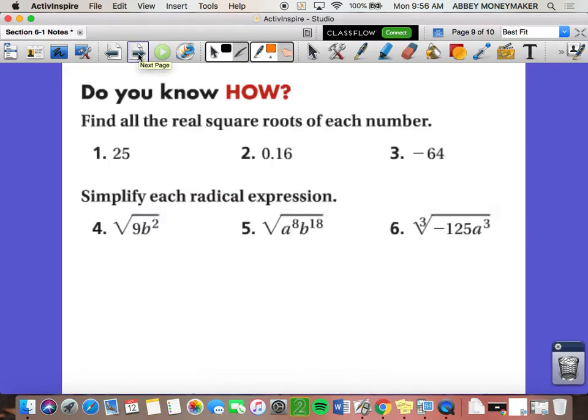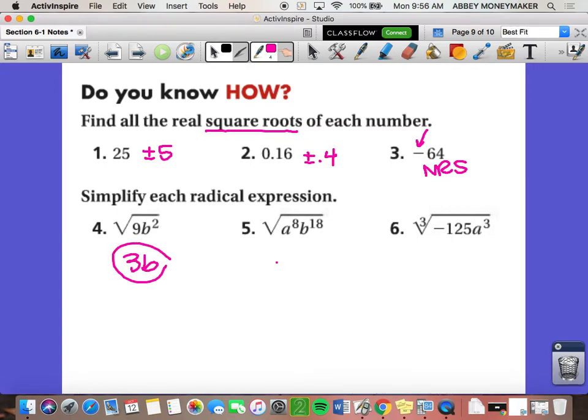If you want to keep practicing, we encourage you to do this slide. And I can give you those answers very quickly here. This would give you plus or minus 5, because you're taking the square root. This would give you plus or minus 0.4. This would give you no real solutions because you're taking the negative. Down here at the bottom, you would have 3b. This should give you a to the 4th, b to the 9th. And this should give you negative 5a.